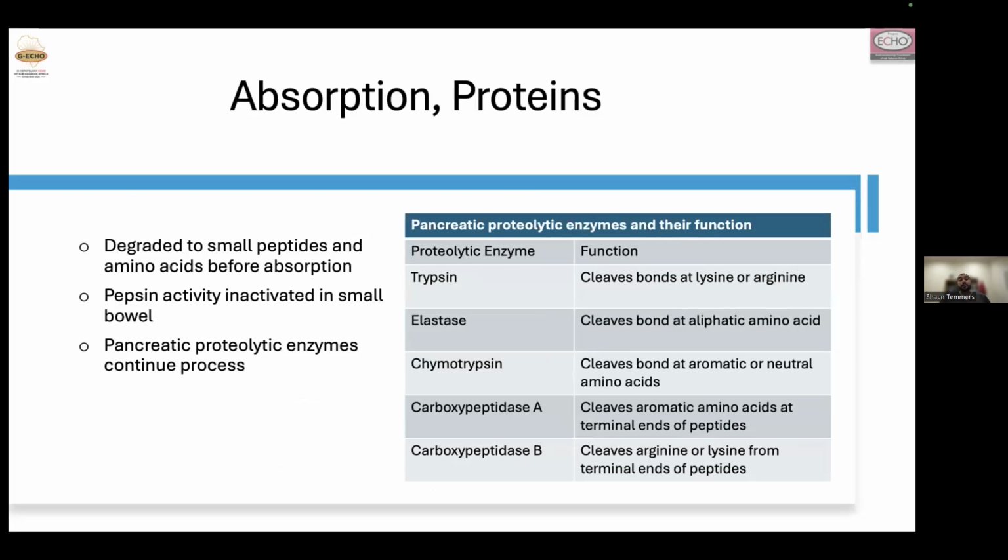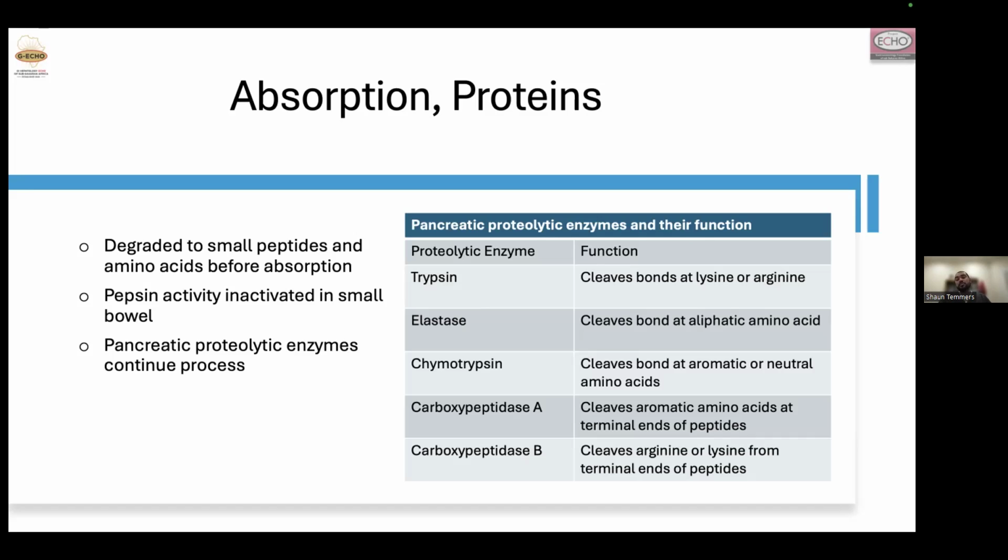Proteins are degraded to small peptides and amino acids before they can be absorbed. Pepsin activity allows for breakdown of large proteins, but it's inactivated within the small bowel. Pancreatic proteolytic enzymes continue this process. The table shows you the proteolytic enzymes and their function, where trypsin cleaves bonds at lysine and arginine. Elastase cleaves your aliphatic amino acid bonds. And then your carboxypeptidases A and B cleave either the terminal ends of the peptides or the lysine ends of the peptides.